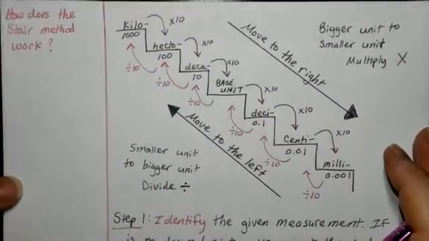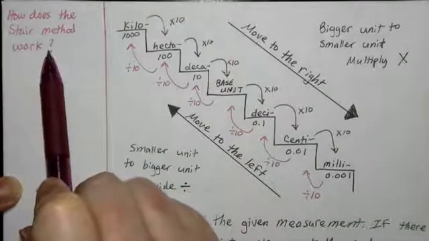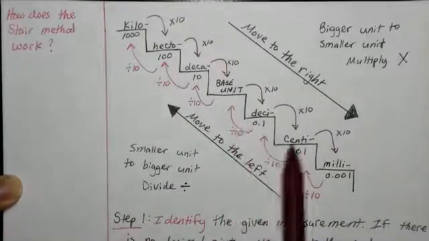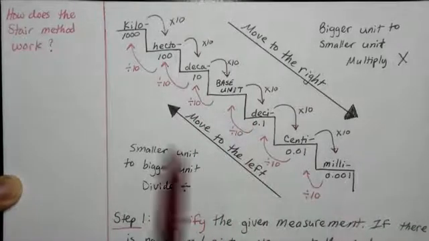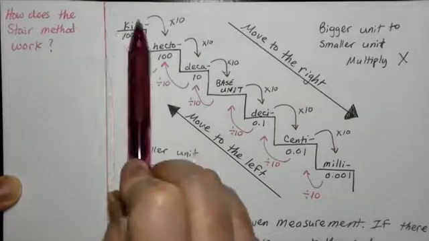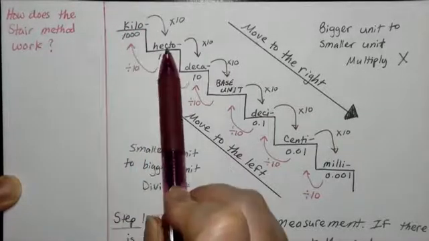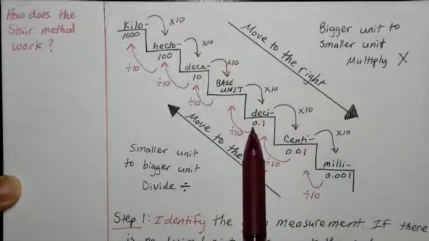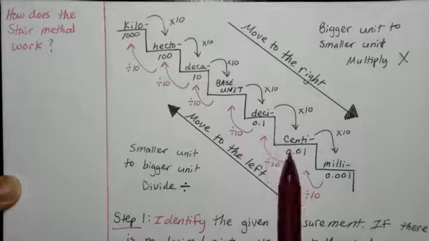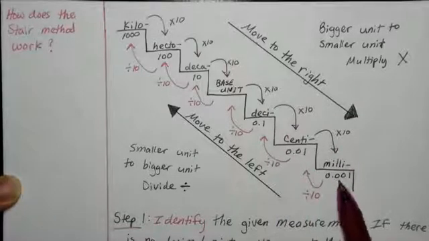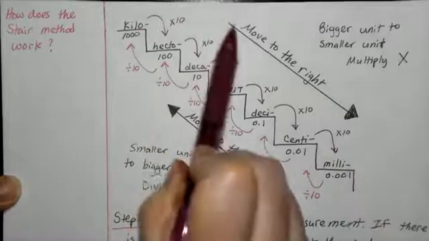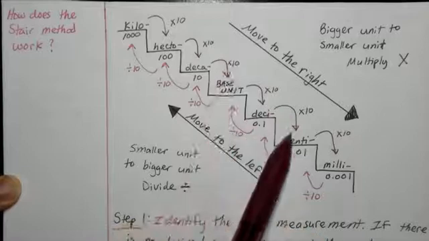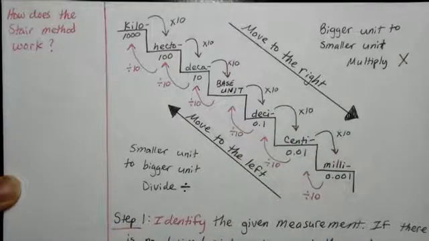All right, so next question. How does the stair method work? So we have some stairs right here, and there is a lot going on, I know that. But we start with our kilo. The largest one is at the top, 1,000. Hecto, 100. Deca, 10. Base. Deci, 0.1 or 1/10. Centi, 1/100th. Milli, 1/1000th. As we're moving to the right, or we're moving down the stairs, we're actually multiplying by 10.